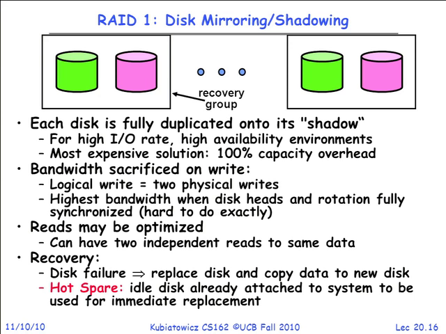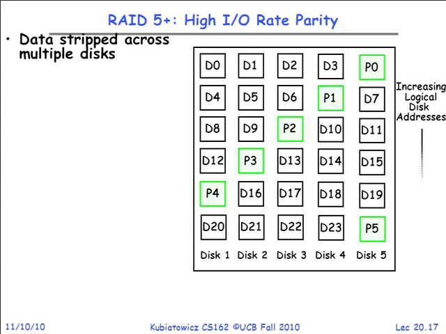RAID 5 is this other one, which I'll close with. But the idea here is that now we have more than 2 disks. So here's a case of 5 disks. So each column here is a disk. And what we do is we take the 4 blocks on one disk, or we take 4 blocks, we XOR them together, and we get the 5th disk. Okay? And so we think of these as a stripe unit. So here I have 5 disks, so I have 4 data disks and 1 parity disk.